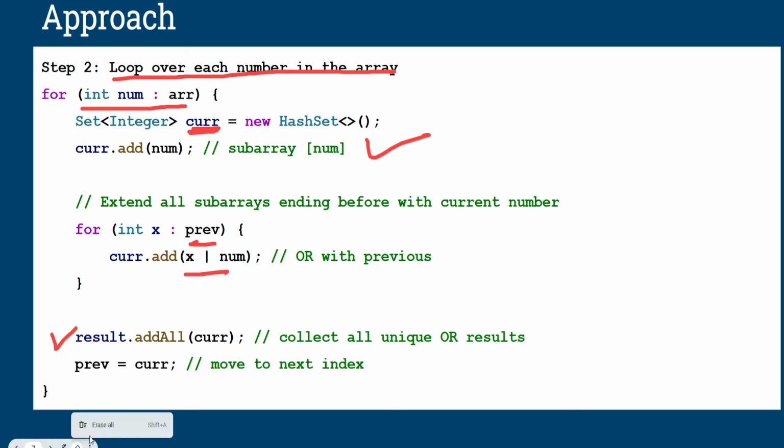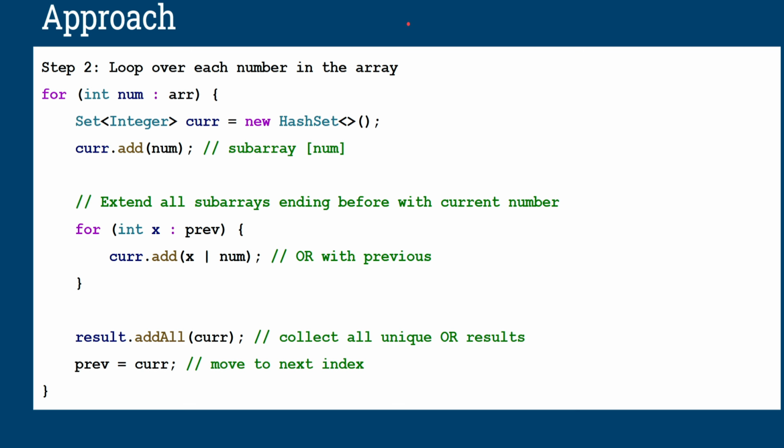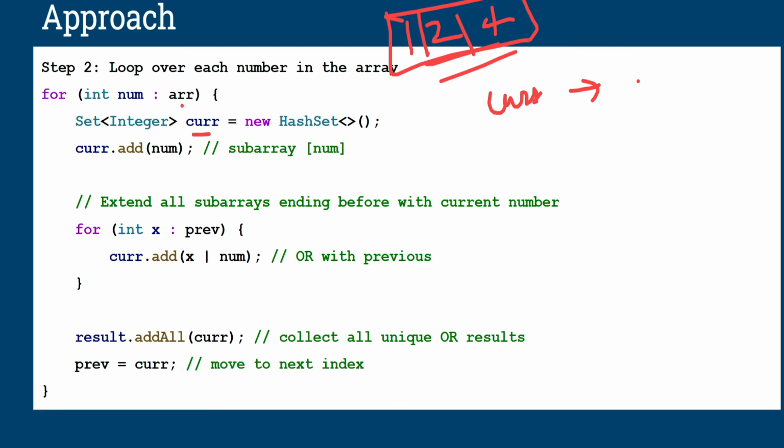Let's understand through an example. Very first, let's suppose the array we are given is 1, 2 and 4. Very first we get 1, so we add it to the current. So current will contain 1. Then you come here. In the previous we don't have anything, so we don't go here. We directly add the current into the result, so the result also has 1.